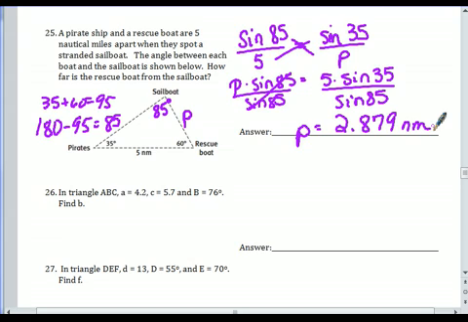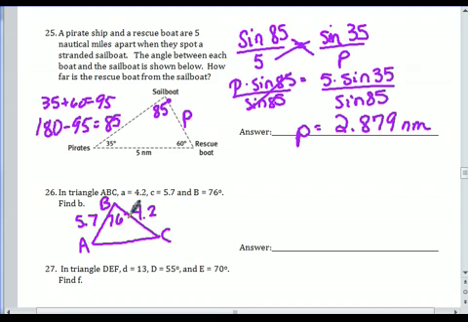Let's go on to question 26. In triangle ABC, a is 4.2, c is 5.7, angle B is 76, find b. So let's sketch a picture real quick. I'm going to draw a triangle and just label it ABC. It doesn't matter which order you label it in as long as we put this information on the triangle correctly. Side a is 4.2, so that would be here. Side c is 5.7 here. And angle B is 76 degrees, so that goes in here.